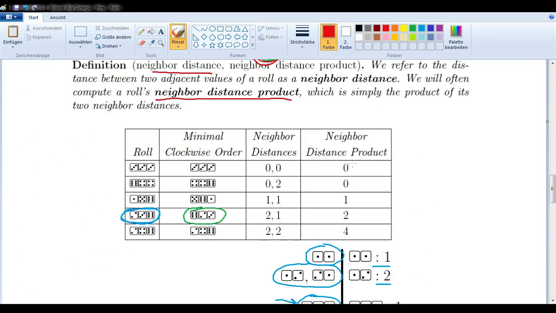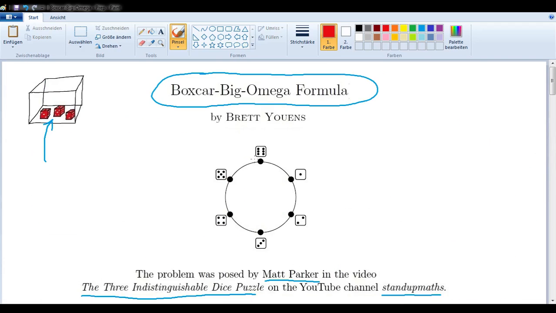So, that is the Boxcar-Big-Omega formula. And that is compact, isn't it?